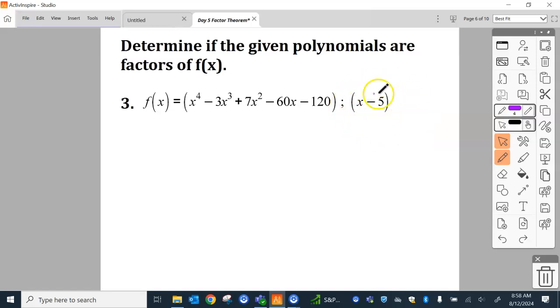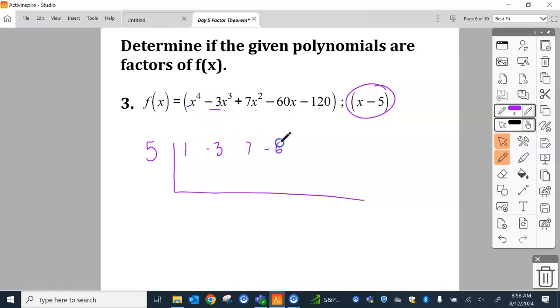So we've got our factor, and now we're going to do synthetic division to see if our remainder is 0. All right, do we have to change the sign? We sure do. So it becomes a positive 5. We do our L. Let's check for those placeholders. Looks like we're good here. So we've got 1 as our coefficient, -3, 7, -60, -120. Okay, we bring down that first number, which is 1. We multiply 1 times 5. We add, which gives us 2.